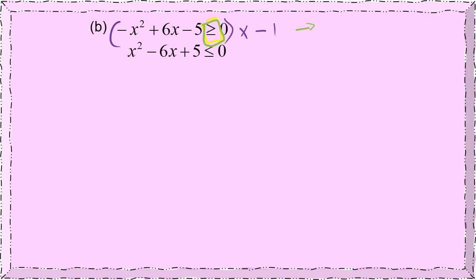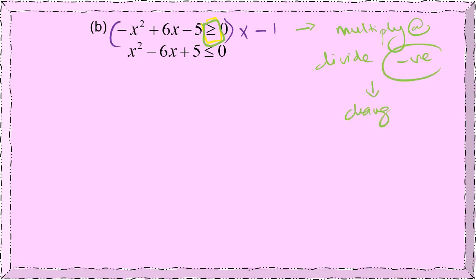What are the rules when we multiply or divide with a negative number? We have to change the sign of the inequality. Okay, so we have x squared minus 6x plus 5. Because this is a quadratic, what you need to do after that? Yes, we have to factorize. Use your calculator. We have the roots, (x - 5)(x - 1) less than or equal to 0.